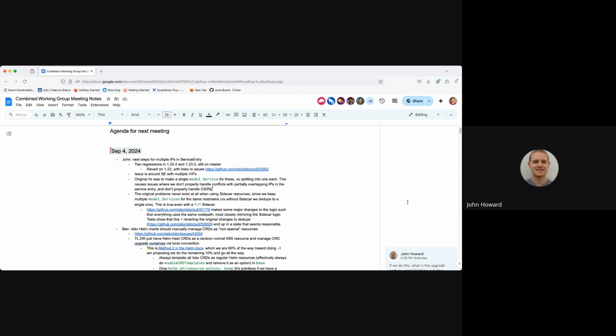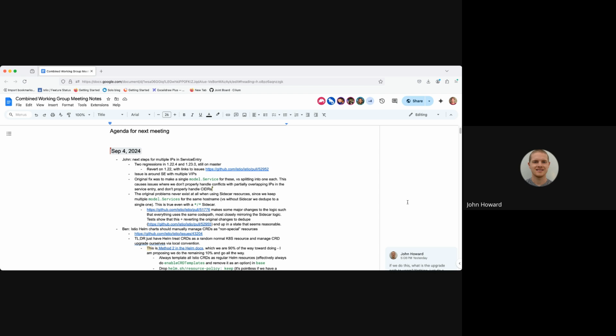There were also some issues with dual stack. If you put an IPv4 and IPv6 address in there, you probably want to treat those as one logical thing and not as two completely different services. So the initial fix was to make one service with multiple IPs. We recently added dual stack support into a lot of places in Istio, including the model.service, so this was made possible by that.